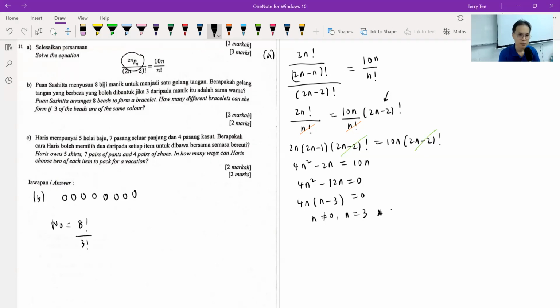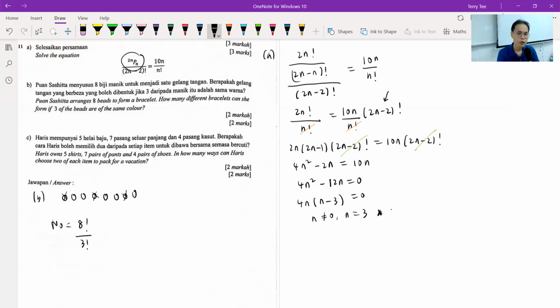For example, let's say the beads are blue, blue, and blue. If you label them B1, B2, B3, they're a different arrangement compared to B2, B1, B3 or any other arrangement. But the moment you take out the numbers, they all appear to be the same blue bead. So we always have to divide by 3 factorial to cancel out the number of arrangements. So that's number 1: we arrange in a row, we divide by 3 factorial for the identical items.